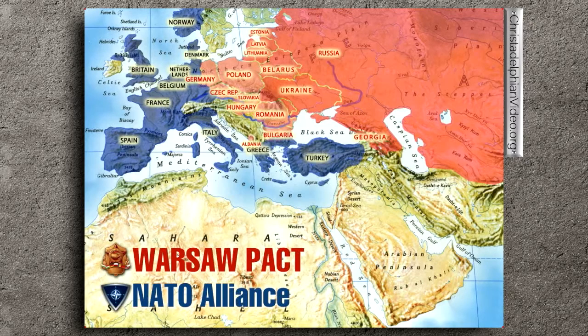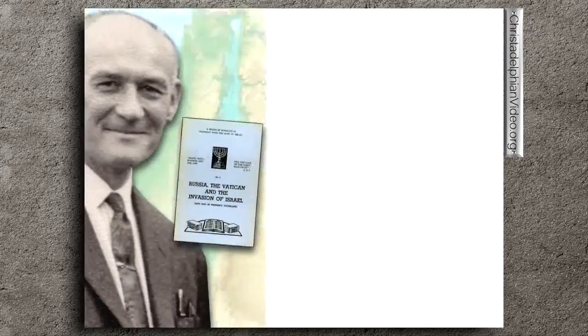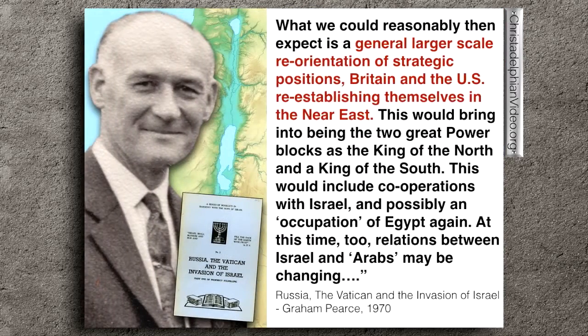Now, writing back in 1970, at the height of this, one of our brethren, Brother Graham Pierce, had this to say in a little booklet called Russia, the Vatican, and the Invasion of Israel. He said, what we could reasonably expect is a general large-scale reorientation of strategic positions, Britain and the U.S. reestablishing themselves in the Near East. This would bring into being the two great power blocks of the King of the North, King of the South. This would include cooperation with Israel and possibly the occupation of Egypt again at this time too. Relations between Israel and the Arabs may be changing.